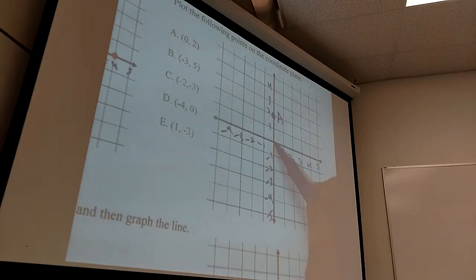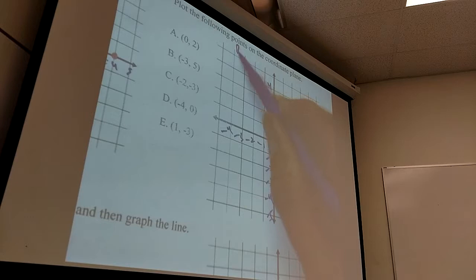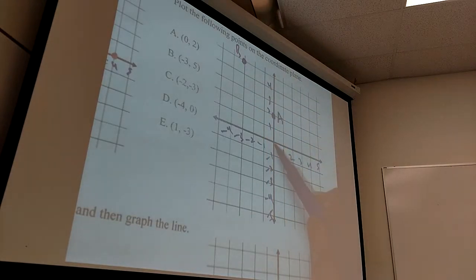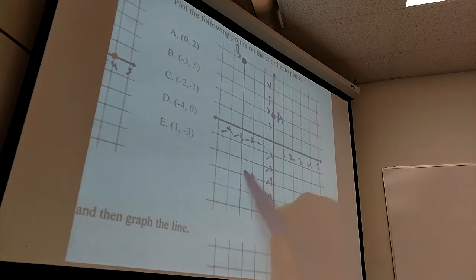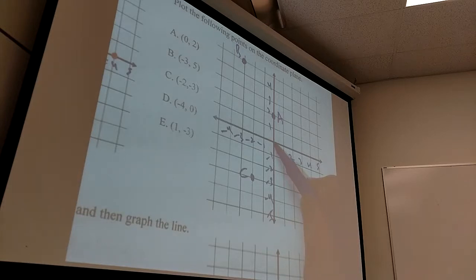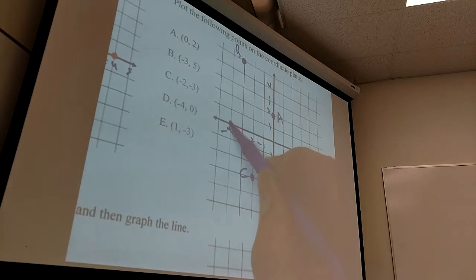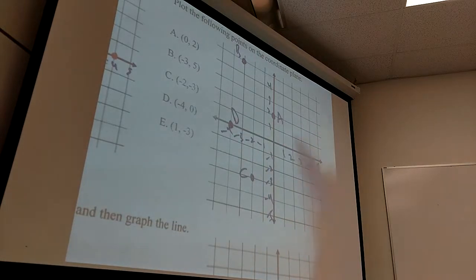What about negative 3, 5? Back 3, up 5. That's B. Then C: back 2, down 3. Careful for D, I go back 4 and then just stay right there. And then for E, over 1, down 3.